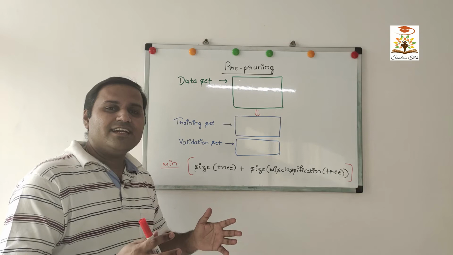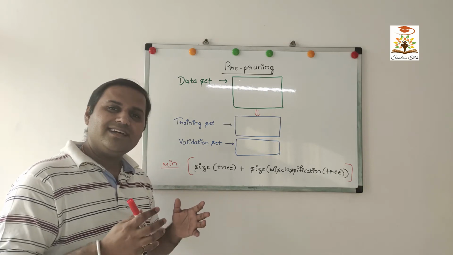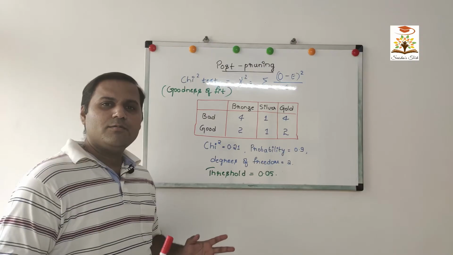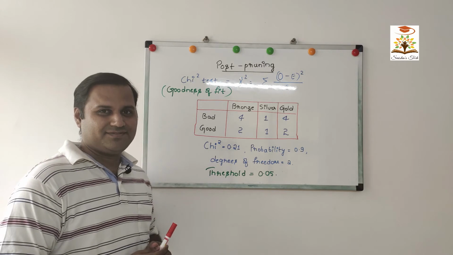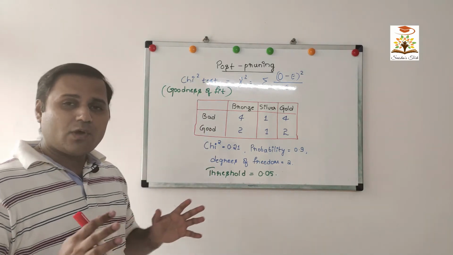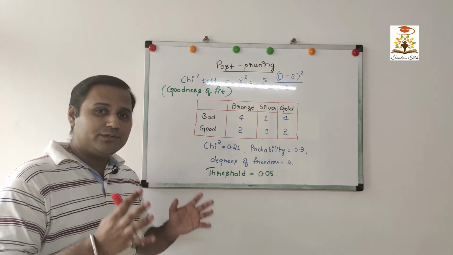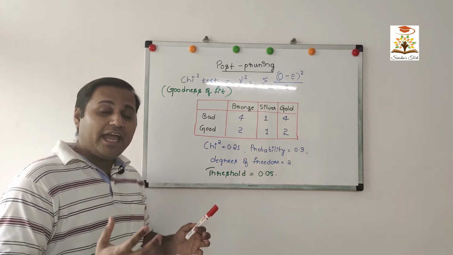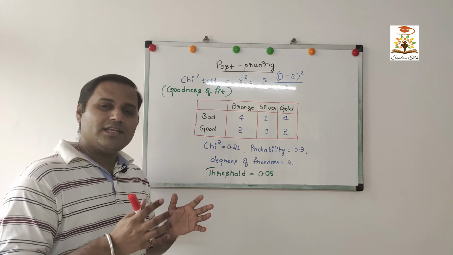Now let us understand the post-pruning technique, which is utilized for reducing the error. Post-pruning can be achieved using the chi-square test. The chi-square test is also known as the goodness of fit test, wherein we utilize the observed minus expected error values to understand how well the model is performing.